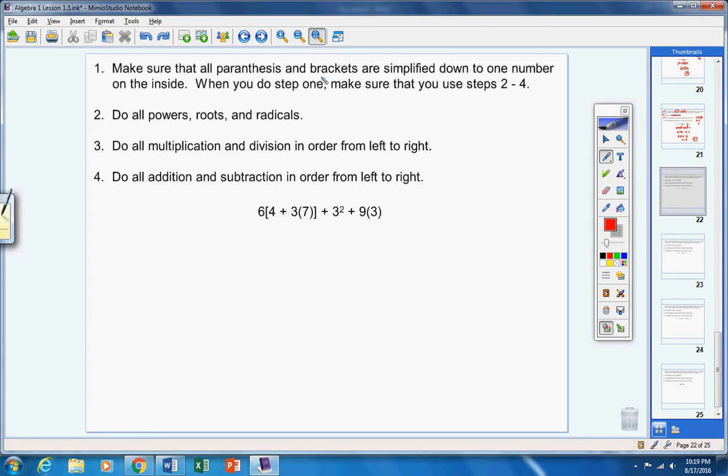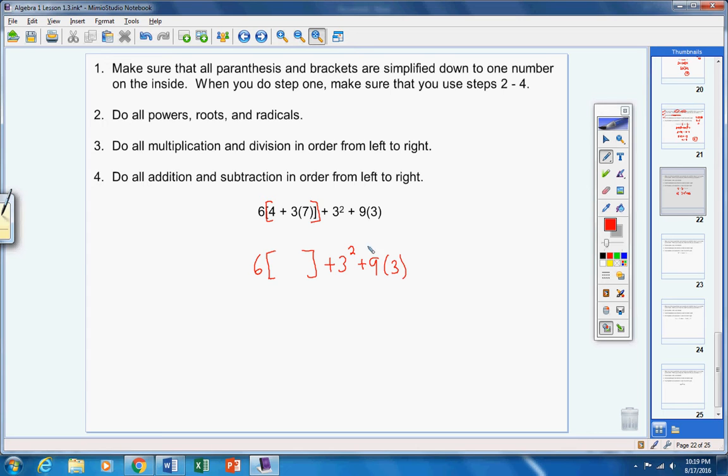Make sure your parentheses and brackets are simplified down to one number. Well, I've got a bracket right here. And I have a parentheses over here, but notice there's one number on the inside already, so I'm okay over there. But I've got to do some work on this bracket, so I've got a 6. Put a bracket, and just leave it empty, okay? Then bring everything else down, plus 3 squared, plus 9 times 3.